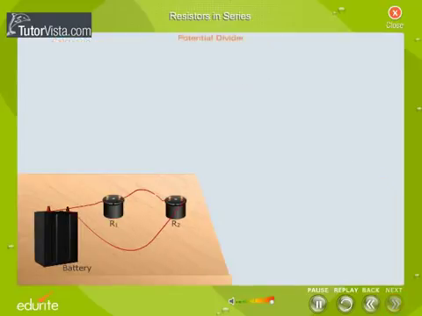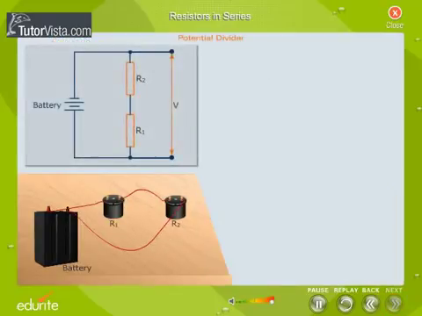Potential divider. Resistors connected in series can be used as a potential divider or a voltage divider. Let us consider two resistors connected in series across a battery of negligible internal resistance as shown here. Such an arrangement is called a voltage divider and is used in most electronic circuits.